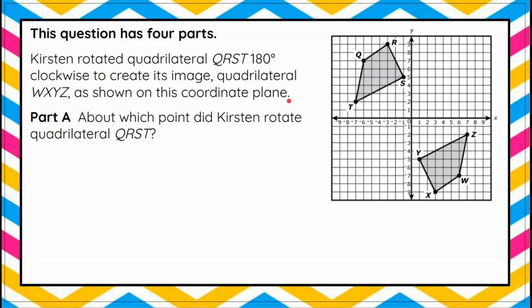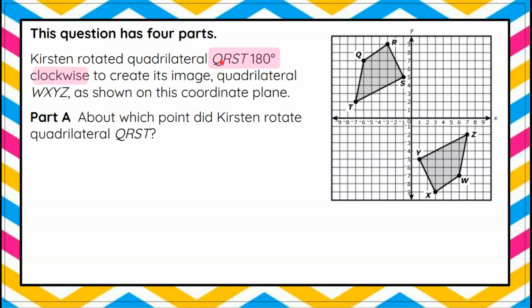on this coordinate plane. So here's our coordinate plane with our two quadrilaterals. Here's part A of our four-part question. About which point did Kirsten rotate quadrilateral QRST? So here's where I'd like you to pause, answer this question, do your best work, and then come back to see mine. Good luck. Welcome back.